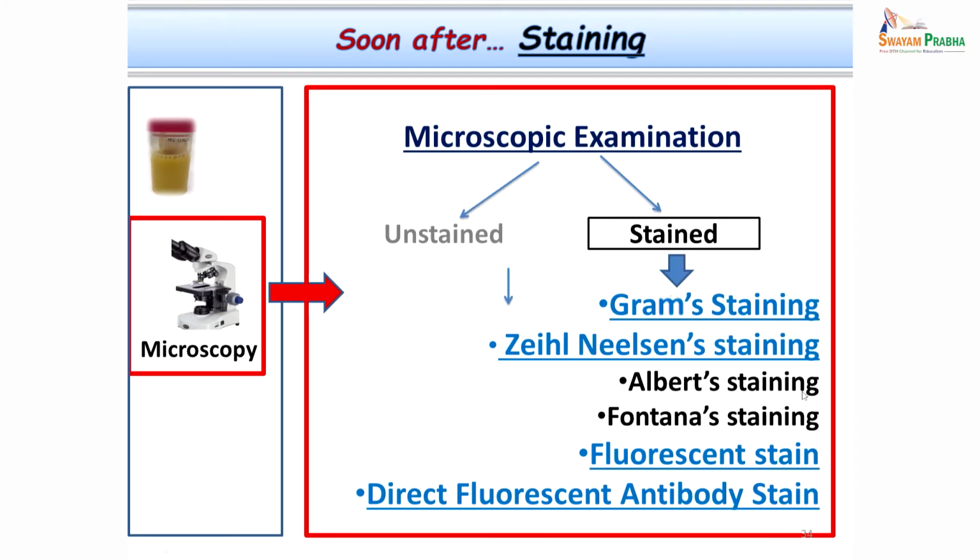Coming to the stained preparations, the very important stains we do day in and out in our laboratory are the Gram stain and the Ziehl Neelsen stain. Gram stain and Ziehl Neelsen staining will be discussed in the next few slides. The other stains are used when we suspect particular diseases, for example, Albert stain in case of diphtheria, and Fontana staining if we suspect spirochetal infections like syphilis. Fluorescent stain can be done when we are examining the slide for the presence of acid fast organisms.